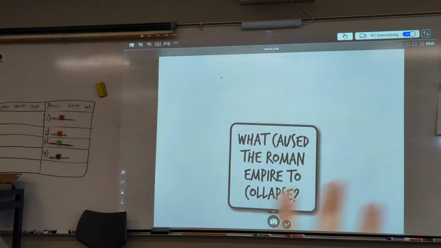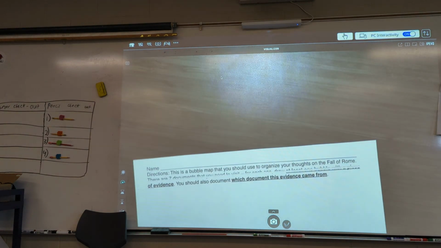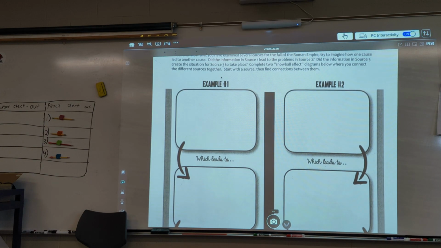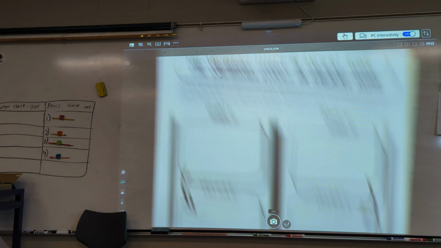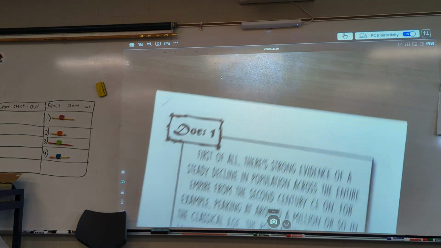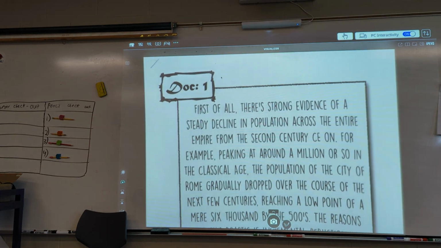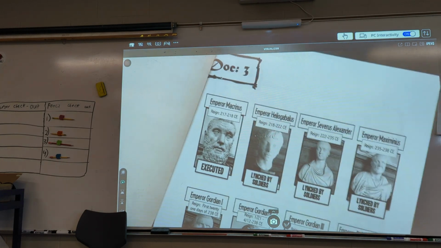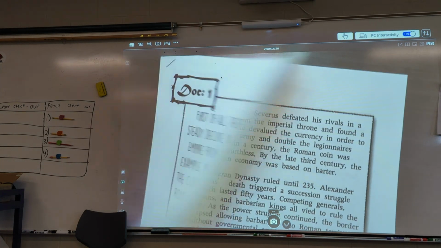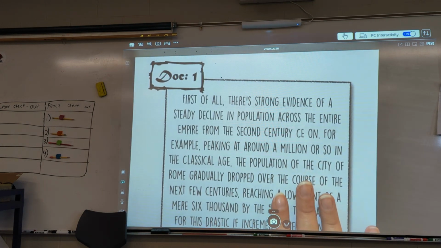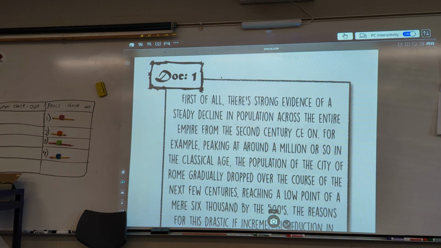You have one sheet that has this bubble thing right here with the main idea in the middle: what caused the Roman Empire to collapse. And then in the back is the snowball effect that I'm going to explain once we get to it. The next document has a bunch of other documents in it. It'll have some readings, like here, and some pictures that you're going to look through.